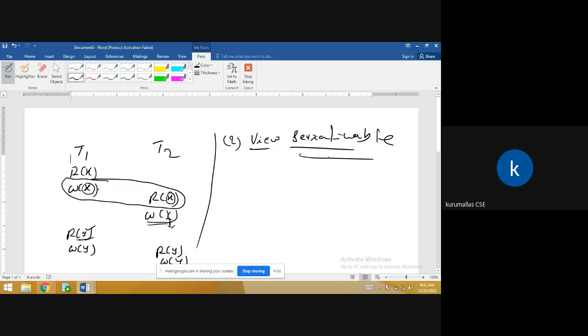This view serializable is also very important. We can cover this topic in the next class.